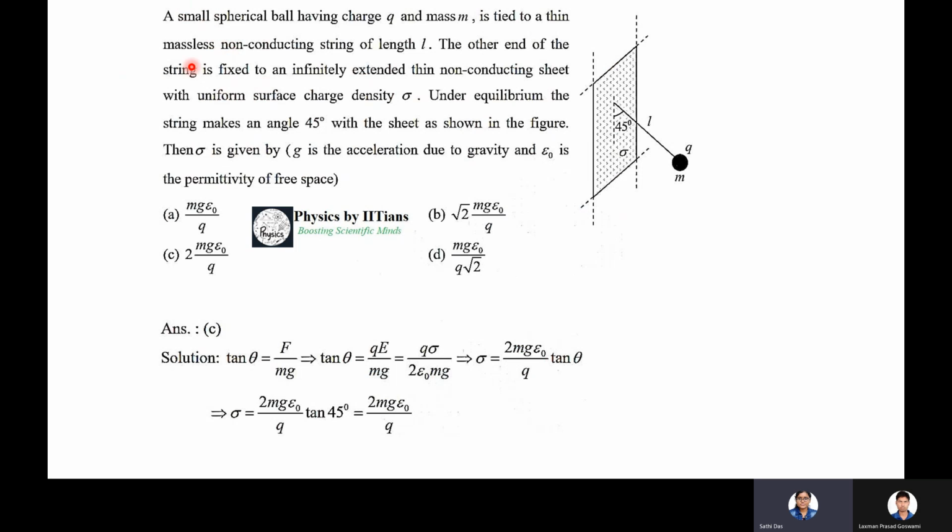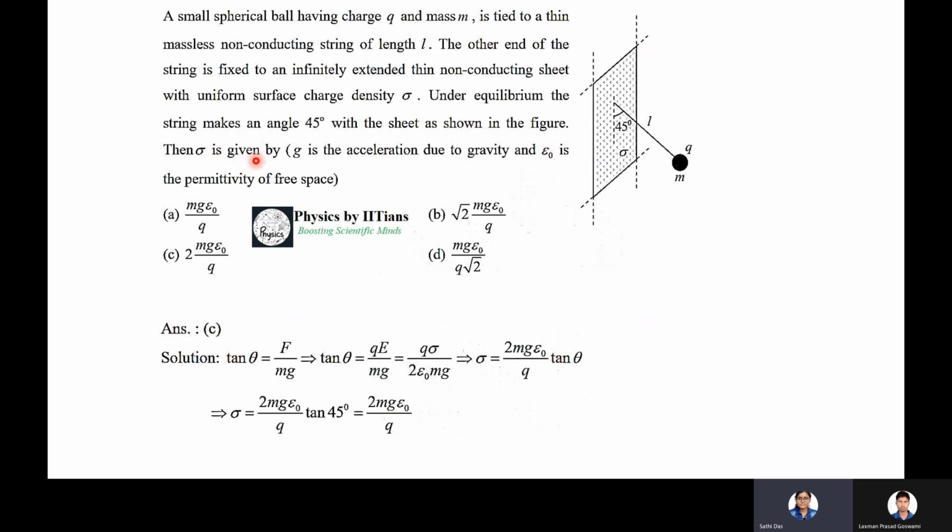The first question has come in the JAM 2019 paper. The question is: a small spherical ball having charge q and mass m is tied to a thin massless non-conducting string of length L. The other end of the string is fixed to an infinitely extended thin non-conducting sheet with uniform surface charge density sigma. Under equilibrium, the string makes an angle of 45 degrees with the sheet as shown in the figure.